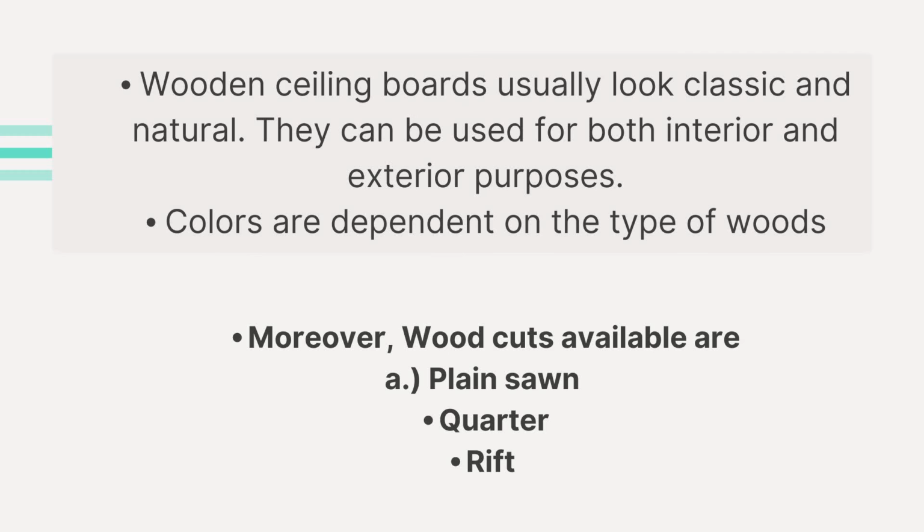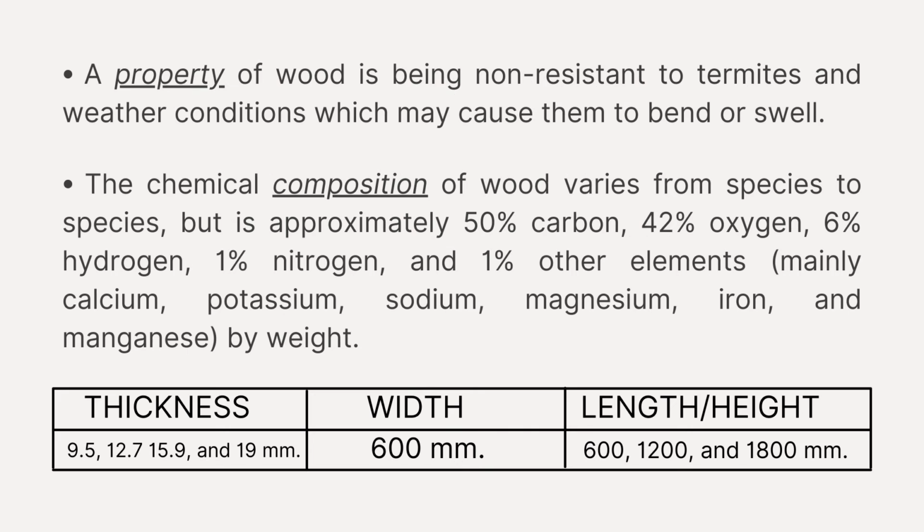Wood. Wooden ceiling boards usually look classic and natural. They can be used for both interior and exterior purposes. Different types of wood available are teak, narra, ipil, mahogany, acacia, oak, and pine. Colors are dependent on the type of wood. Moreover, wood cuts available are plain sawn, quarter, and drift.